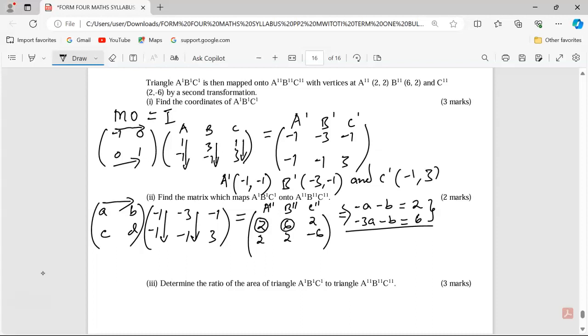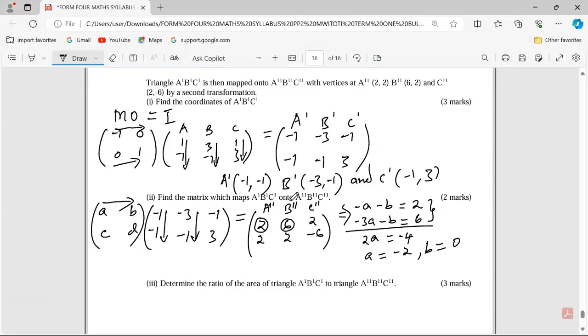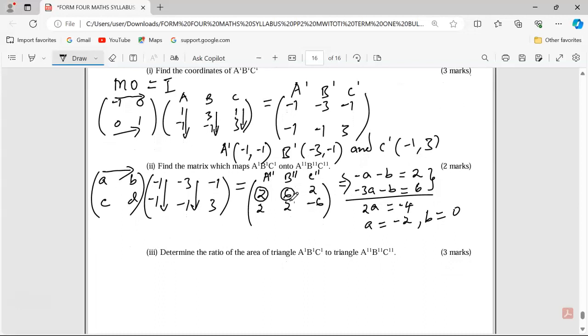-a minus -3a becomes plus 3a, which is 2a. -b minus -b becomes 0. This is equal to 2 minus 6, which is -4. And the value of a will automatically become -2. So the value of a is -2. We can substitute in the equation here so that we may get b. And when we substitute in one of the equations, like the first equation, the value of b is going to be 0. Now we can again form other equations which will involve c and d.